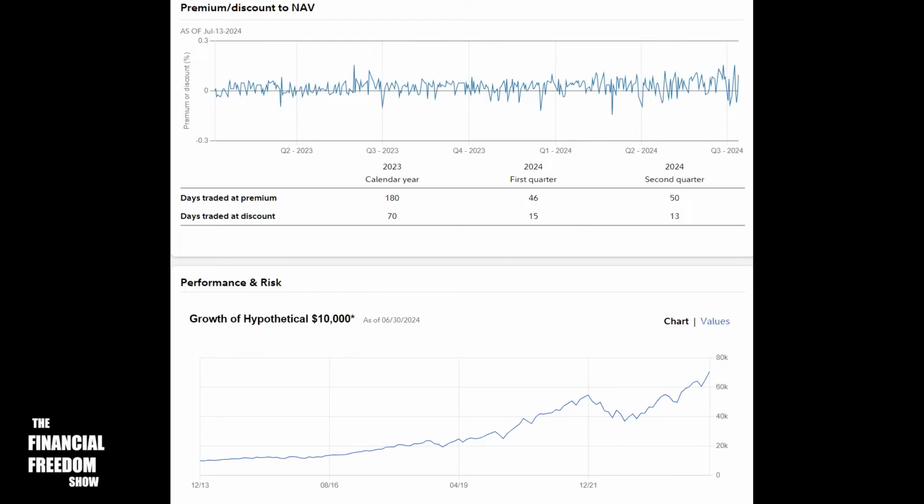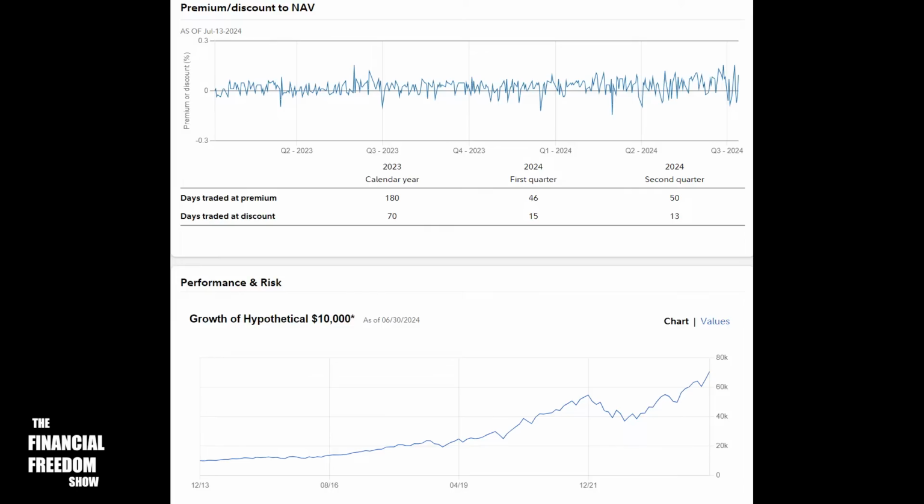Now let's take a look at FTEC's performance. Historically, the technology sector has been one of the best performing sectors in the stock market. FTEC has definitely benefited from this trend, delivering strong returns to its investors. However, it's important to remember that past performance is not indicative of future results.